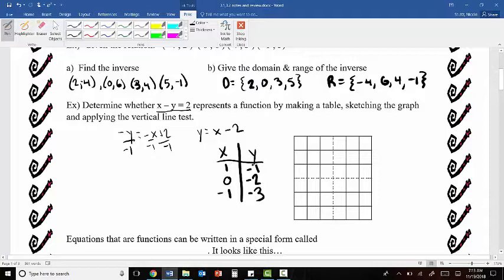So now all we have to do is graph these ordered pairs. So we're going to go right 1, down 2, left 1, down 3. And then I just like to connect our lines. And that's it. That's how you graph a line.